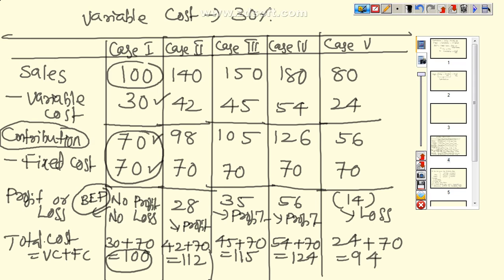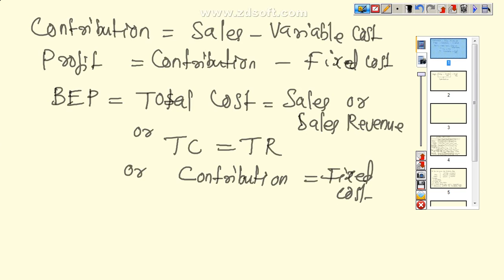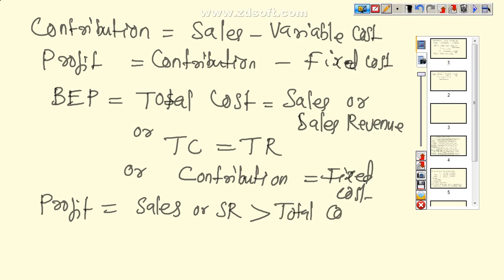And where I am getting profit: where my sale is 140, my total cost is 112. Sale 150, my total cost is 115. Sale 180 and my total cost is 124. Where my sale value is more than total cost, there I am getting profit. So we can write it here: profit is equal to sale or sales revenue is more than total cost.